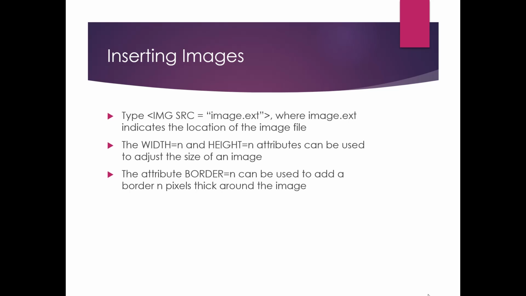Now if we need to insert images, we just need to write img src. This means image, and src means source. So you need to give the source, that is the location or the path where the image is saved in your computer system, right? And the path needs to be in double quotes, like example or something like image.ext. This is the location where the image is stored in the computer or in any file system, and the image would be entered into your web page whenever you use this tag.